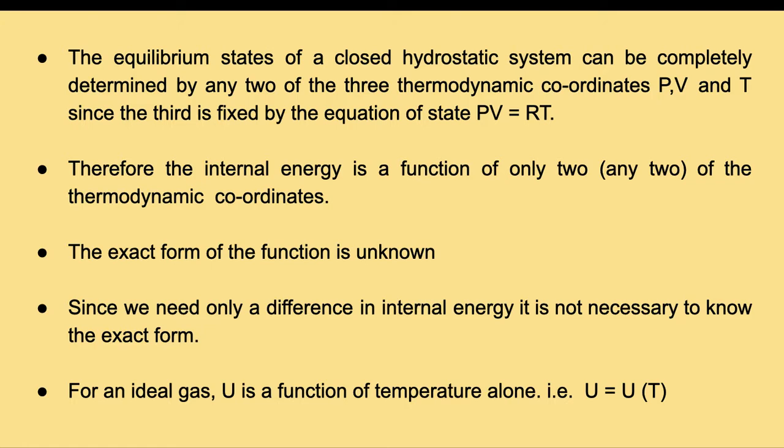Therefore, the internal energy is a function of only two, that means any two: either P and V, or P and T, or V and T of the thermodynamic coordinates. And the exact form of the function is unknown. That means U as a function of this, there is no direct equation for that. But since we need only a difference in internal energy, it is not necessary to know the exact form. And this is an important concept. For an ideal gas, U is a function of temperature alone. So, in general, you will consider U as a function of P and T as well as V and T. This is a basic method.